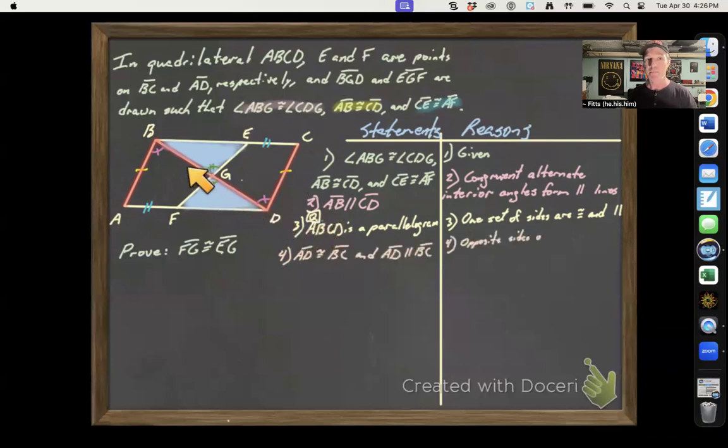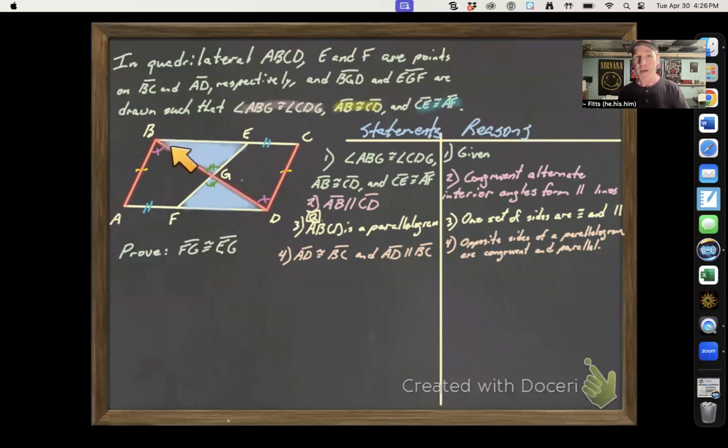Now I can use that fact to prove that these sides, AD and BC, are congruent and parallel. AD is congruent to BC, and AD is parallel to BC. Why? Opposite sides of a parallelogram are congruent and parallel. So you could split that out as two statements if you wanted. I just made it into one. It's a little easier.